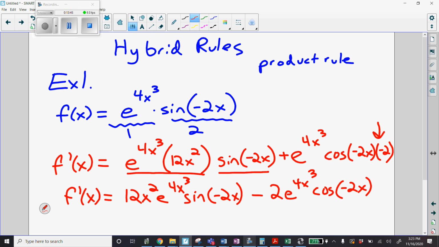Now again, we don't see these hybrid rules all the time, but I have seen them, and I'll show you some examples from years past. We'll see.